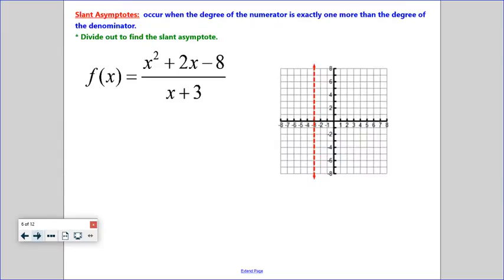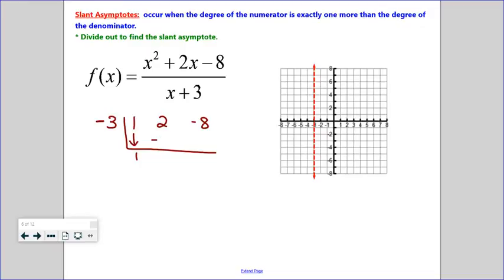So let's go back to our problem here. I kind of summed all that up at the top. It will happen when the top of our fraction is exactly 1 degree higher than the denominator. We will divide to find the slant asymptote. Now, look at how I have this written. We factored it on the first one, but in order to divide, I want to go back to the unfactored version because I need the numbers in front of my x's to put into my synthetic division. So use the polynomial x squared plus 2x minus 8, using the 1, the 2, and the negative 8. We are dividing by the factor x plus 3. Remember, this is the factor, so out front goes the 0, negative 3.